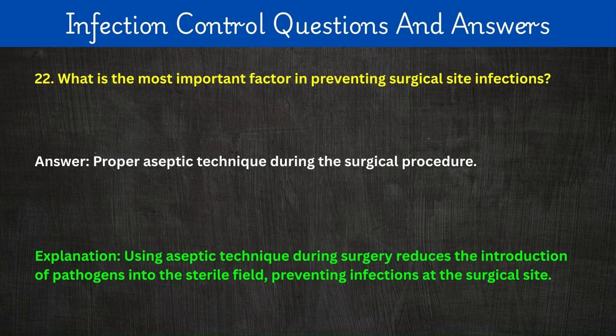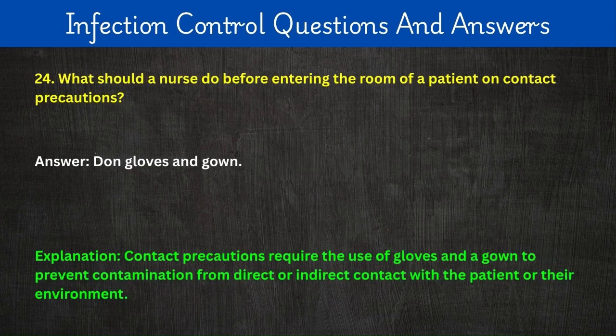23. A nurse notices that a patient's wound dressing is wet and contains drainage. What should be done next? Answer. Change the wound dressing and wear gloves. Explanation. Changing the wound dressing ensures that the wound is properly managed and that the nurse is protected from potential contamination by wearing gloves.